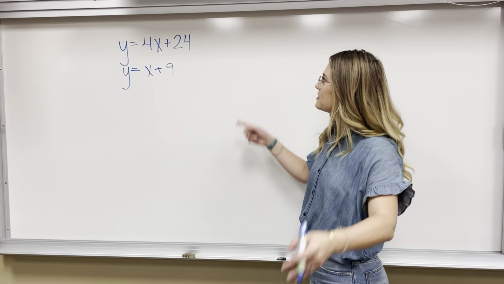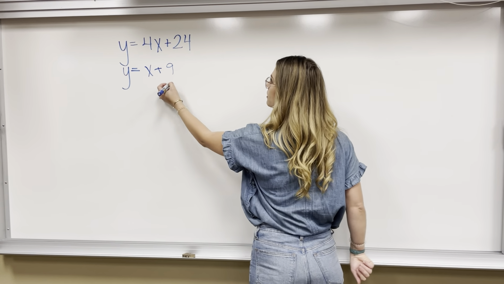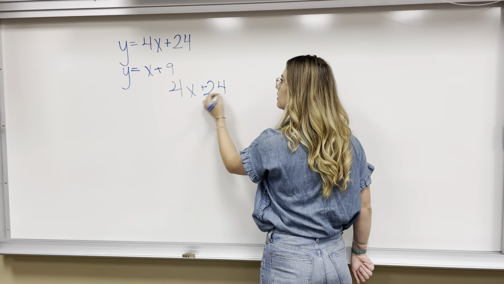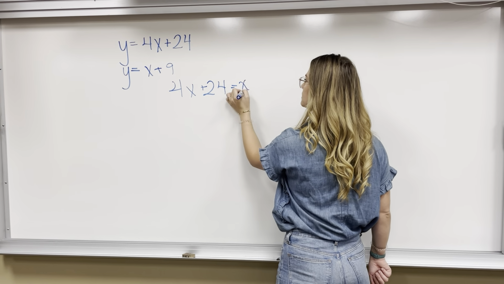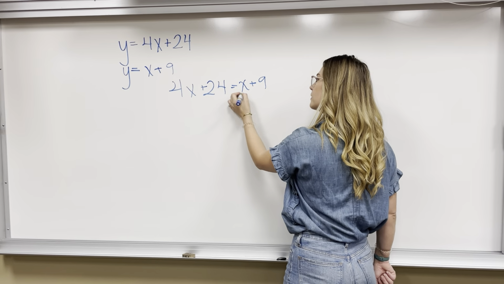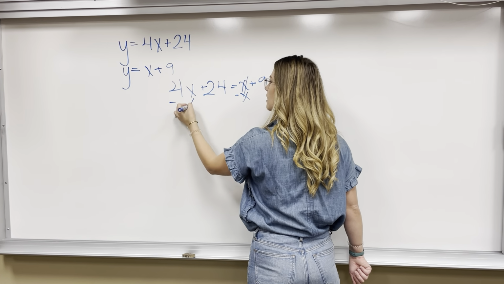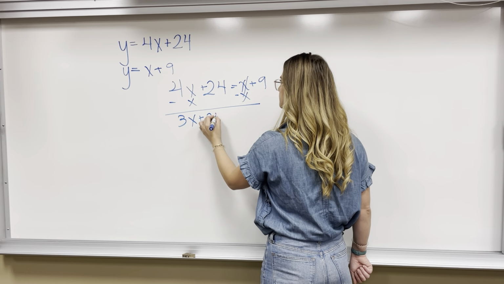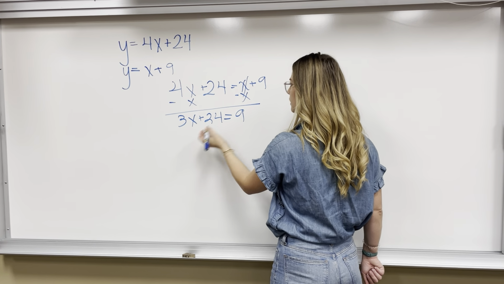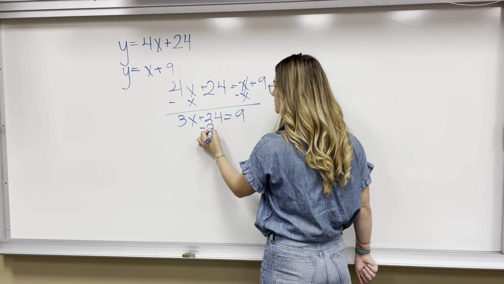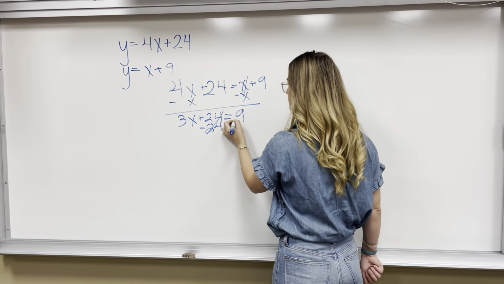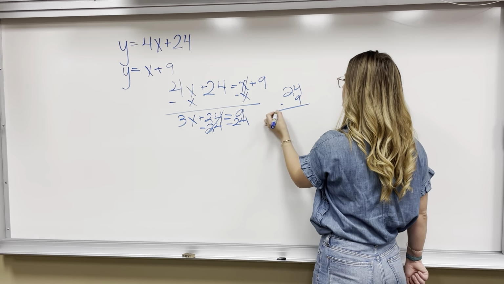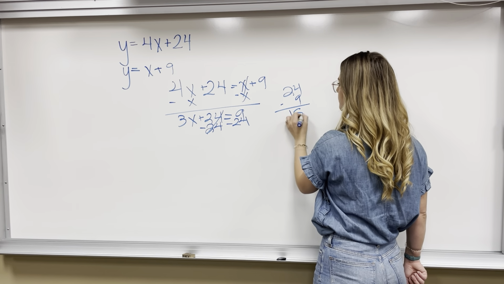All right, let's get started. Let's set them equal to each other. We're gonna have 4x plus 24 equals x plus 9. I'm gonna get my x's on the same side. I'm gonna subtract 24 from each side. 24 minus 9 is 15.